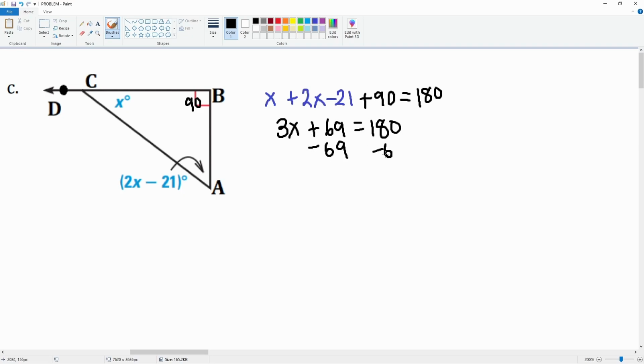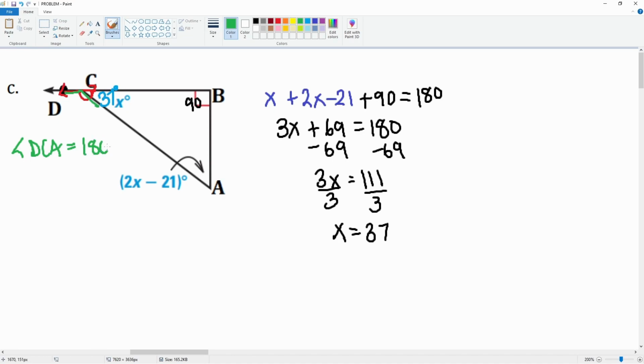Subtract 69 from both sides. 3x is equal to 180 minus 69, which gets you 111. Divide by 3. x is equal to 37 degrees. This means that this is 37 degrees. We know that this forms a line, so this forms a linear pair. All right? So we can say that angle DCA, which is right here, is going to be 180 minus 31. So 180 minus 31 is 149 degrees. Okay, there you go.